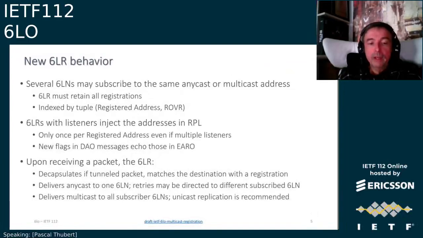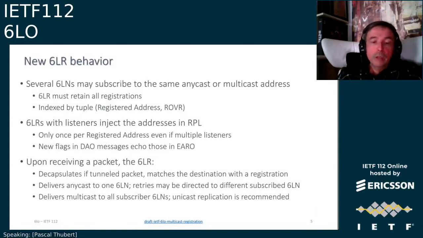So as I said, the 6LR is modified. More than one 6LN will register. Actually, the 6LBR is modified in the exact same fashion, and thus we extend the ERO to add the A for anycast and M for multicast flags. We also change the IDAR message to carry those flags. And by the way, we do that using the status field, which is the only field that was still free in the IDAR message, which was used for the IDAC, the confirm, but not for the IDAR request. So now for the IDAR request, we set the flags in the same byte, actually, that will be used for the status on the way back.